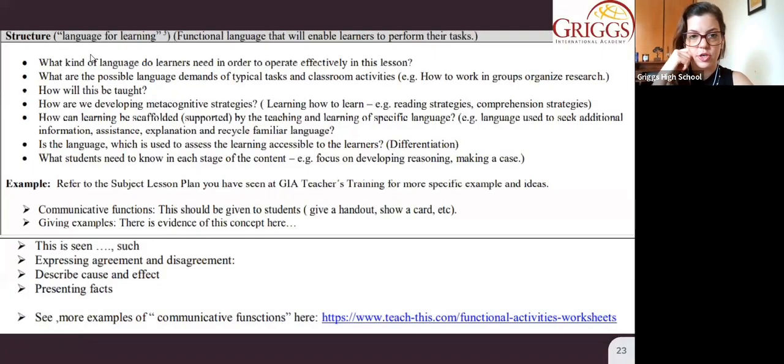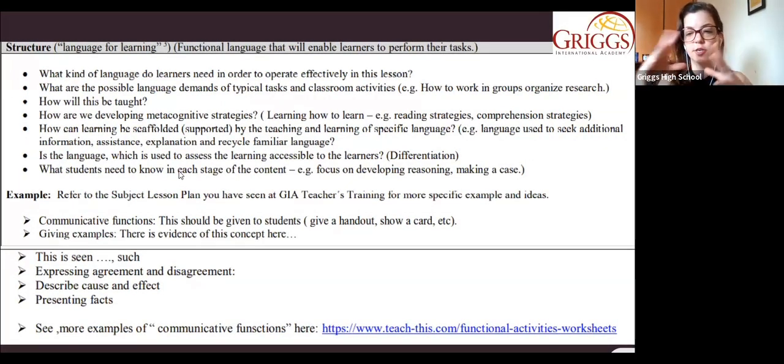Then we have structure, language for learning. Structure, think chunks of language. What are the structures of language that the students need in order to produce during class? So they're going to express their opinion. So they need language to express opinion. I believe that, I think that, I don't think so, in my opinion, I agree, I disagree. So you need to write those structures, those chunks of language.